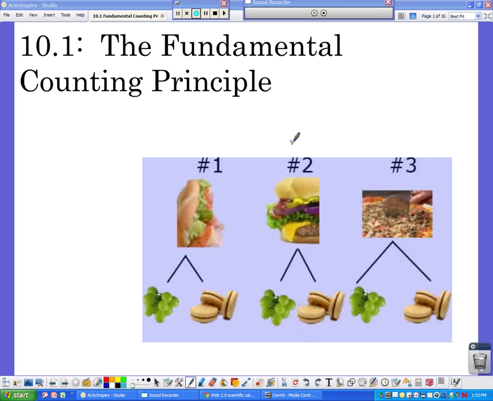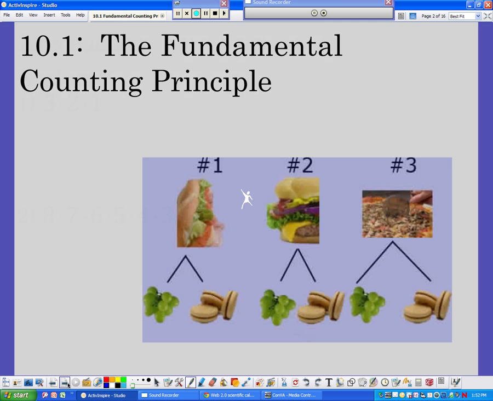All right, lesson 10.1. We have two objectives today. We're going to work on the fundamental counting principle, and we're also going to work on a concept called distinguishable permutations. So those are our two goals for today. But before we get started, there's a concept that I want you to learn.